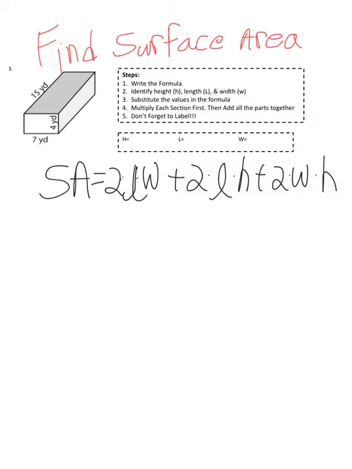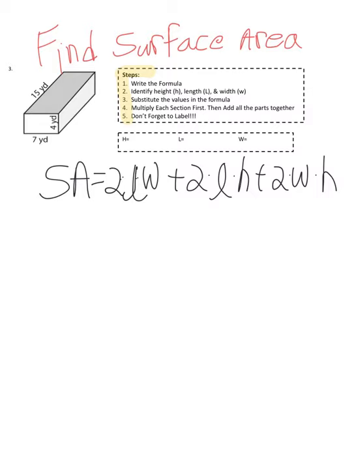Alright, so let's go ahead and do number 3. So the first thing we need to do is find the surface area. So we're just going to follow those 5 steps we have right there. So step 1 is write the formula. As you can see, I already wrote the formula. This is the formula we've been using for the past couple weeks.